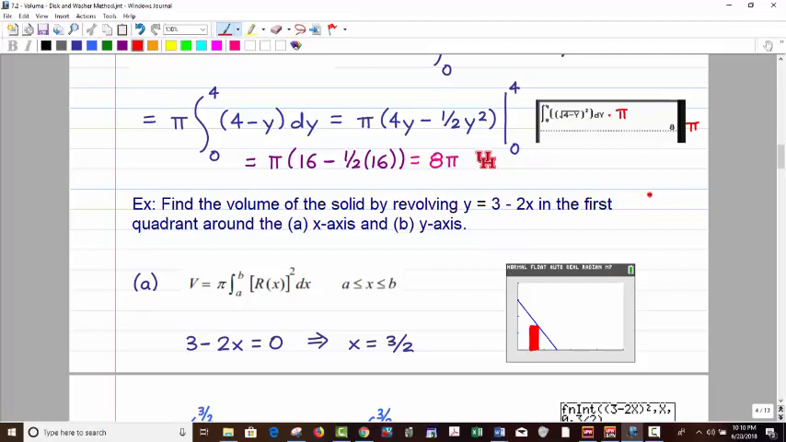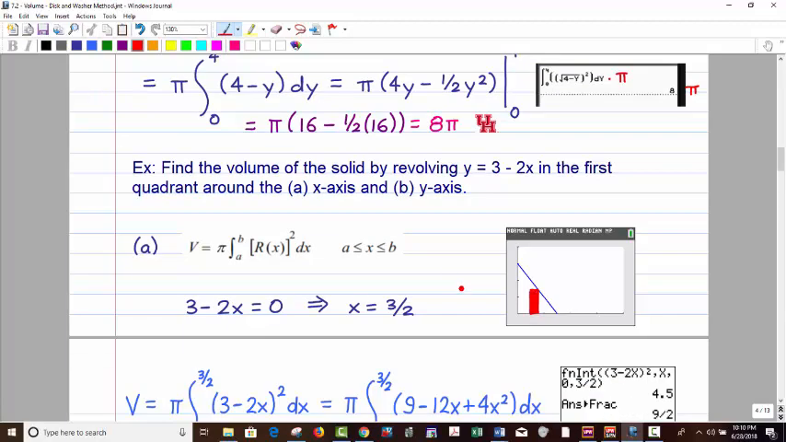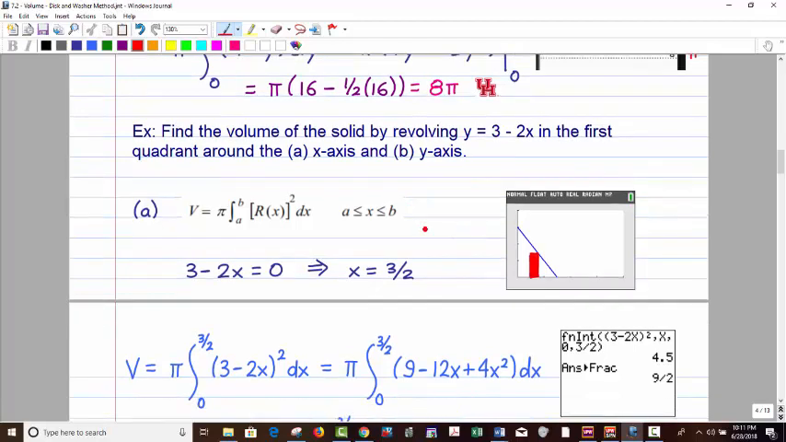All right, here's an example where we're going to find the volume of this line, y equals 3 minus 2x in the first quadrant. We're going to revolve it around the x, and then we're going to revolve it around the y. And actually, that's going to form two different shaped cones. Okay, so here's the formula. Now I need that intercept on the x-axis. So I just set y equals 0, so it's 3 halves right there. So we're starting at 0, going to 3 halves. So the integral will go from 0 to 3 halves of our function 3 minus 2x squared.